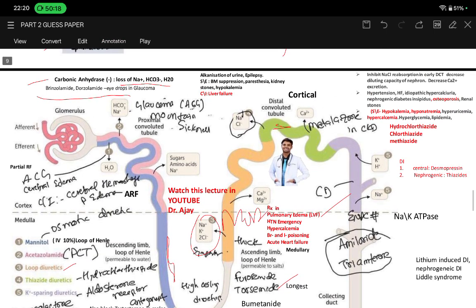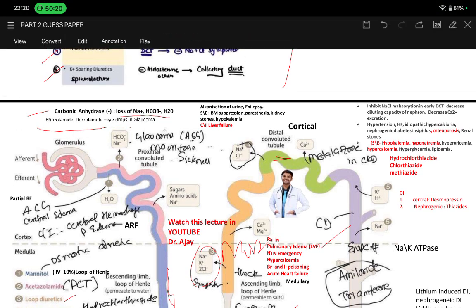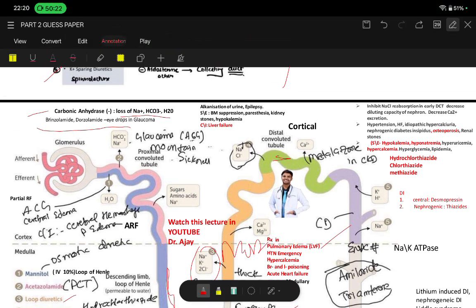Next, coming to your thiazides. First of all, first question, it inhibits the sodium and chloride symporter. Okay, got it? So in what cases are we going to use thiazides? Thiazides are the first line choice for hypertension. They are also used in the treatment of hypercalcemia.